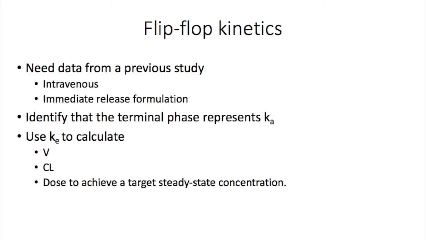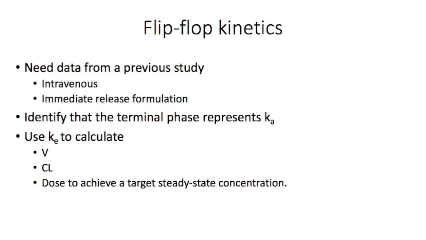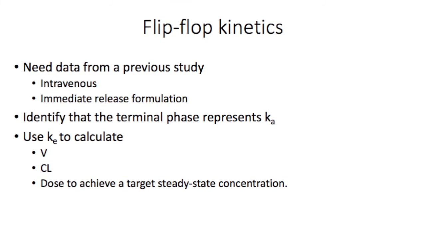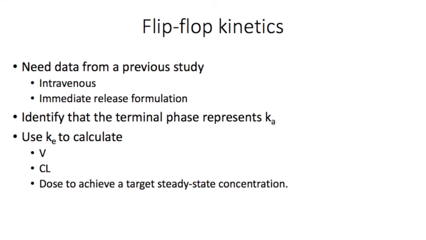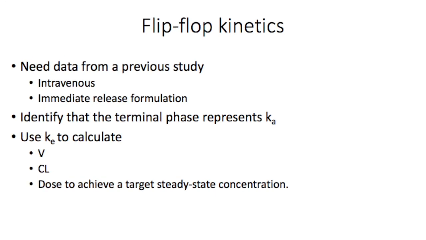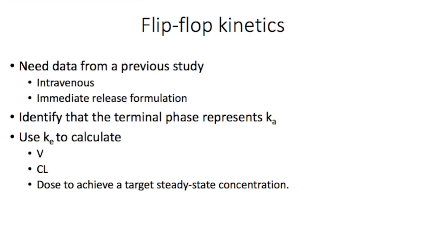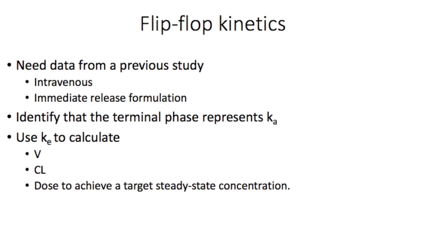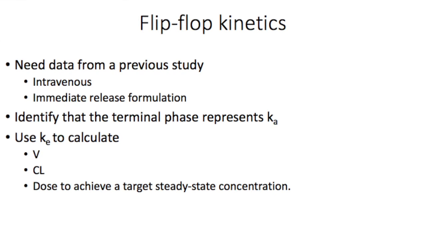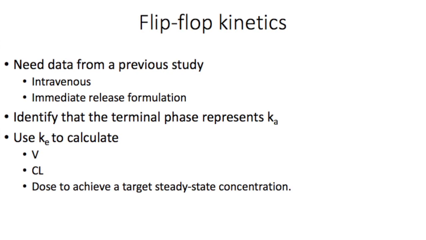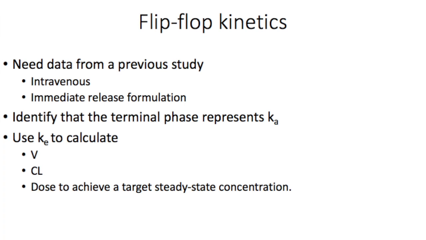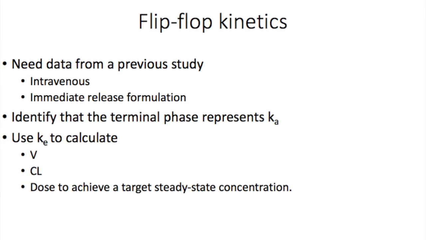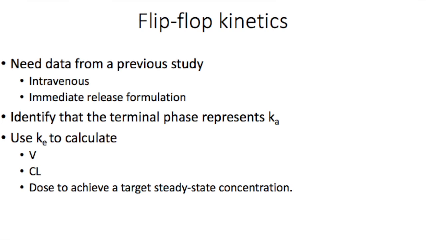the other formulations. And once we've recognized this, then we need to realize that the terminal slope is not the elimination rate constant, but rather the absorption rate constant, and we need to use the slope of the initial portion of the profile when we calculate the pharmacokinetic parameters like volume of distribution and clearance, or when we want to calculate what dose we need to use to achieve target steady-state concentrations.